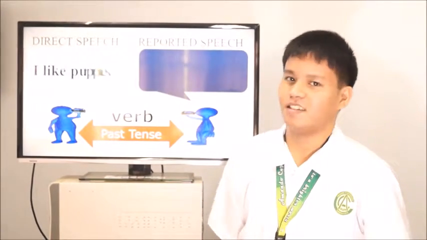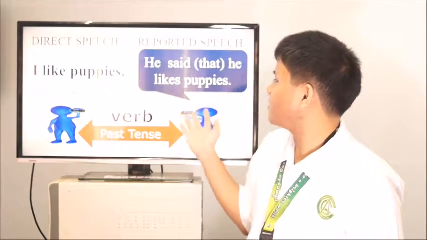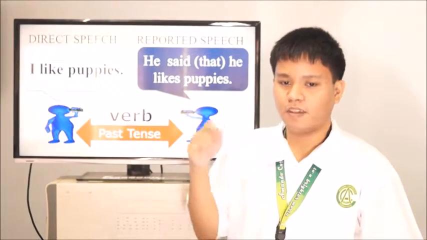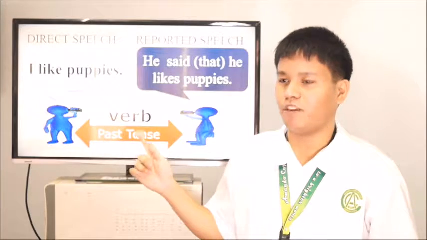Next is "I like puppies." He said that he likes puppies. As you can see, we can use that if we want to. It usually helps with grammar, but it's optional. So you can use that whether you like it or not.